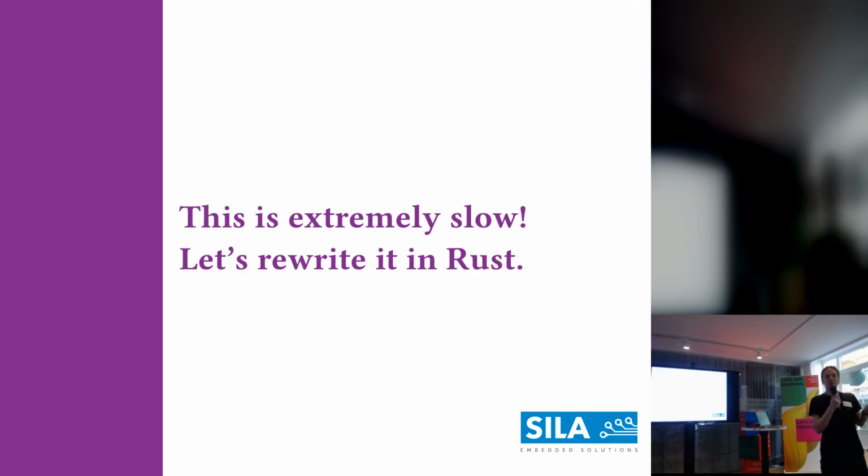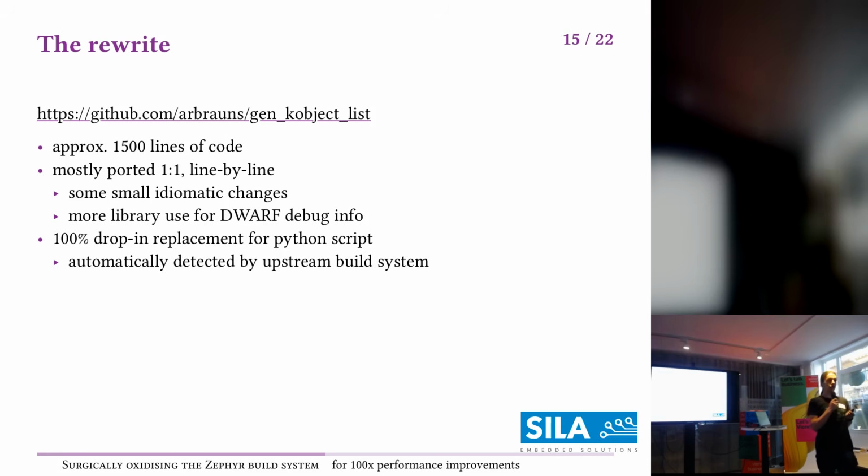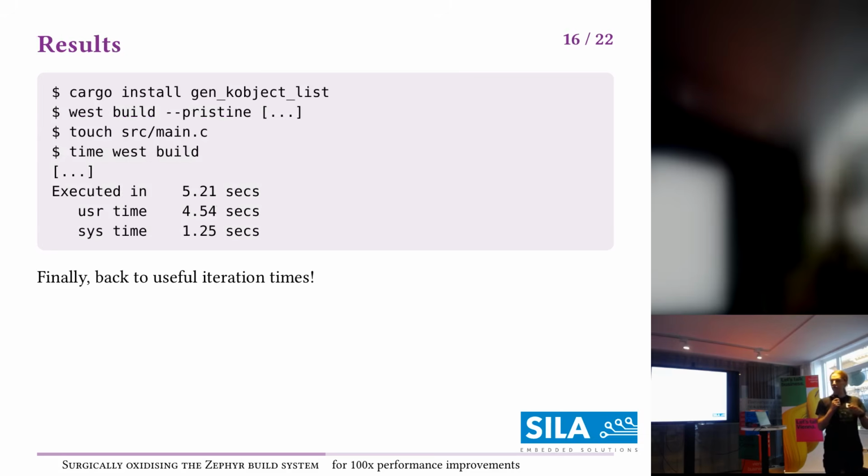So I could have debugged the Python code, but this was more fun. It's approximately 1,000 to 1,200 lines of code. I ported it mostly one-to-one, line by line, with a couple of idiomatic changes, and I used more libraries for the debug info parsing. A lot of that was done by hand with byte juggling in the Python. But along with that, it's a one-to-one design, and a 100% drop-in replacement for the Python script. So the same command line arguments, same output. And by now, it's even detected automatically by the upstream build system. So if you have this Rust rewrite in your path, it gets used instead of the Python program.